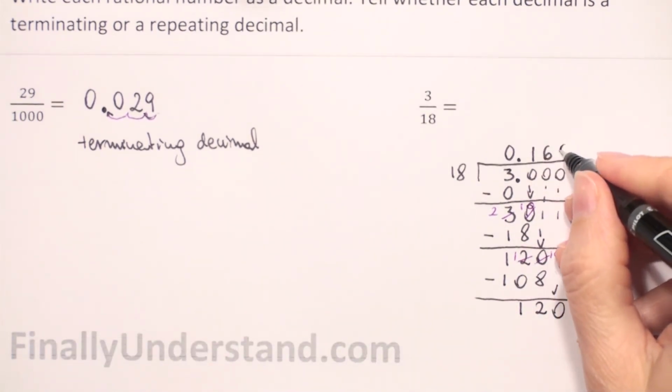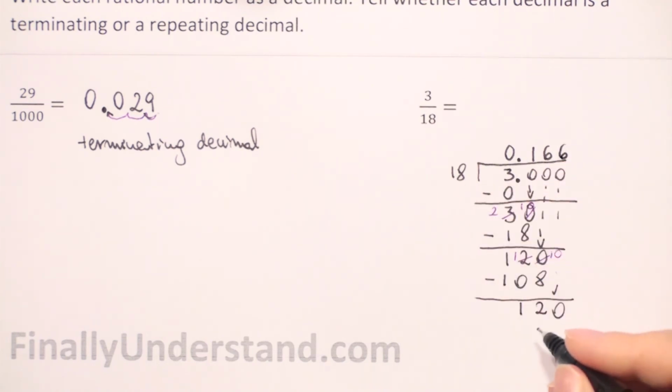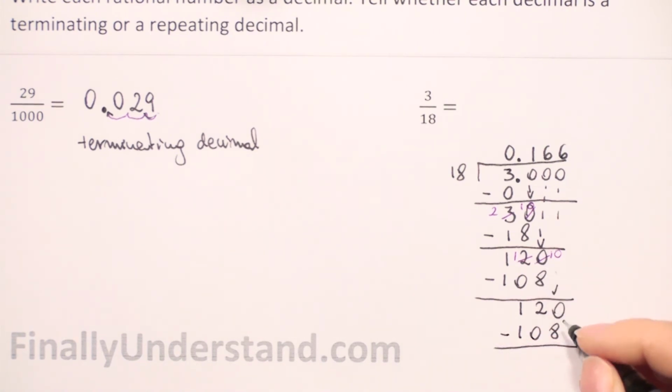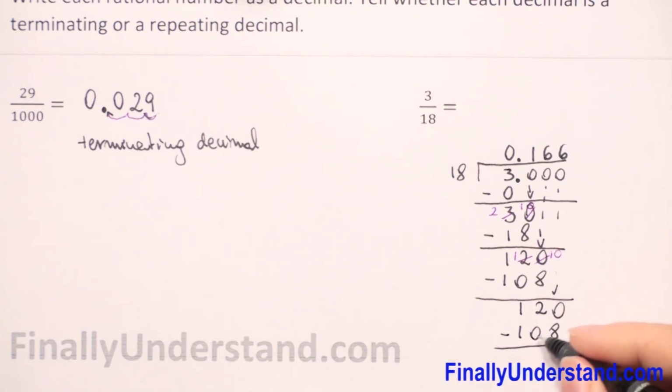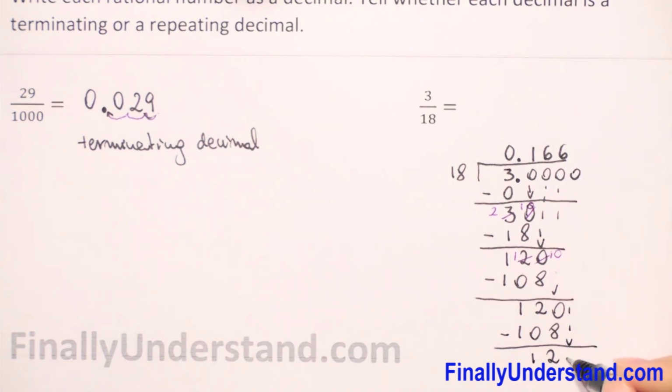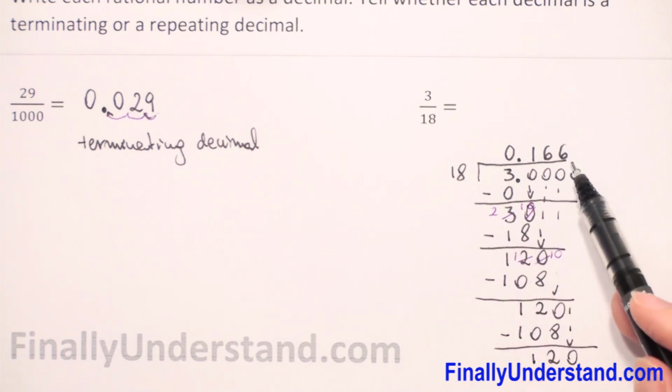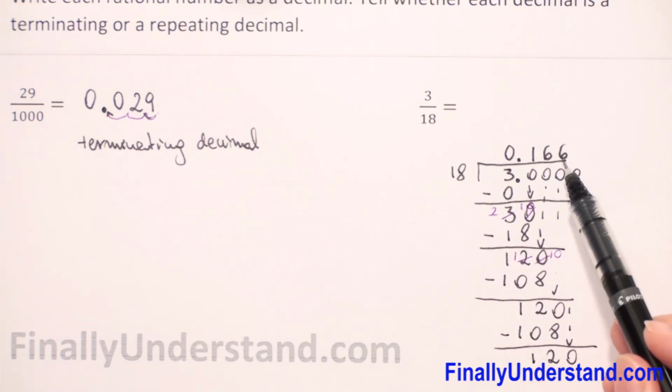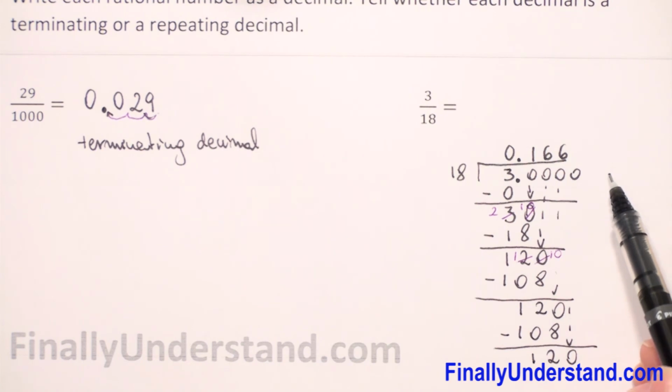18, so it will be 6. 6 times 18 is 108. So we see that again everything repeats. We will have 120 minus 108, that is 12. We have to add another 0, take down, and so on. And we have again 120 divided by 18, so it will be 6. So we see that 6 repeats. We cannot finish our long division.